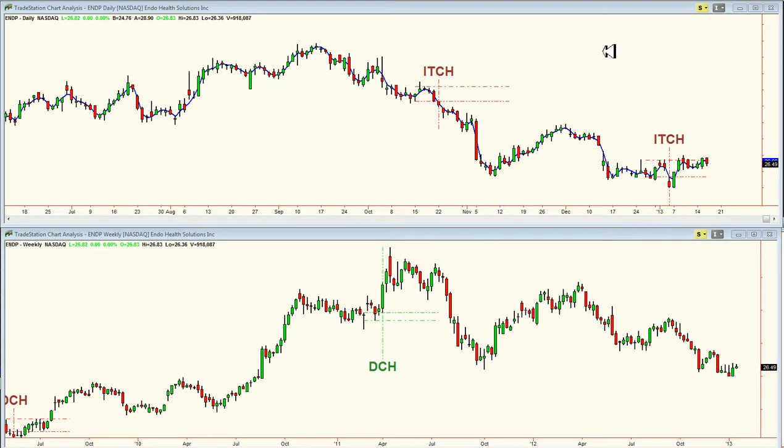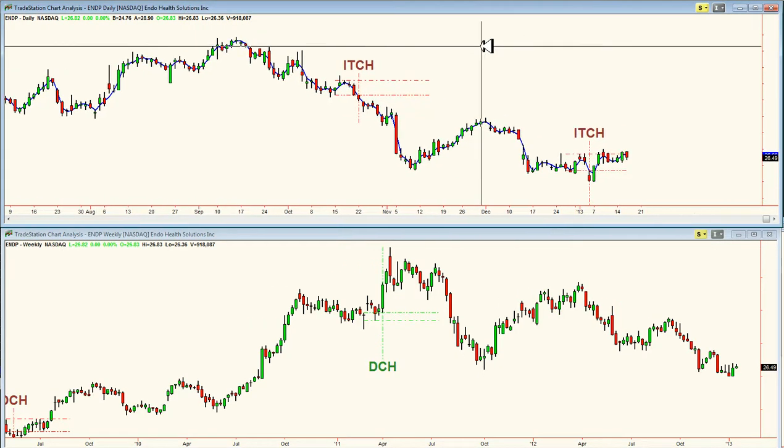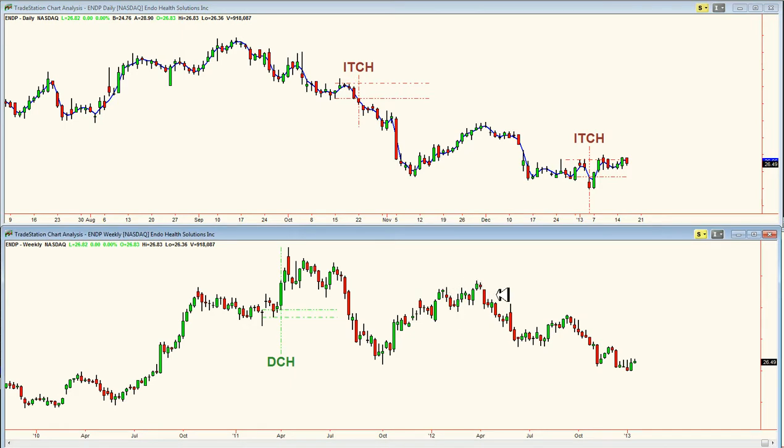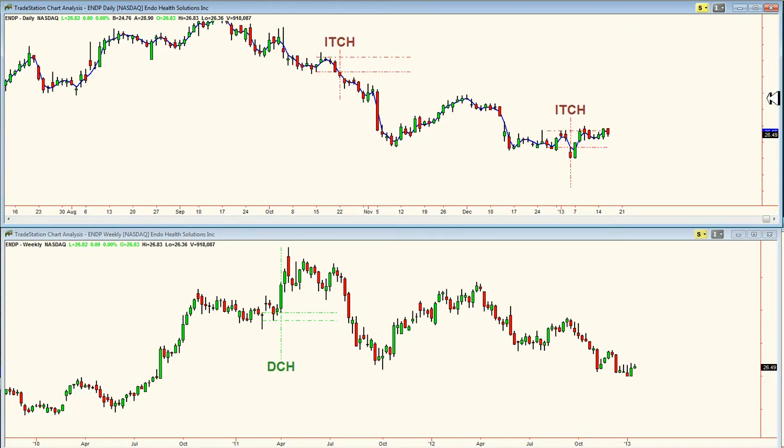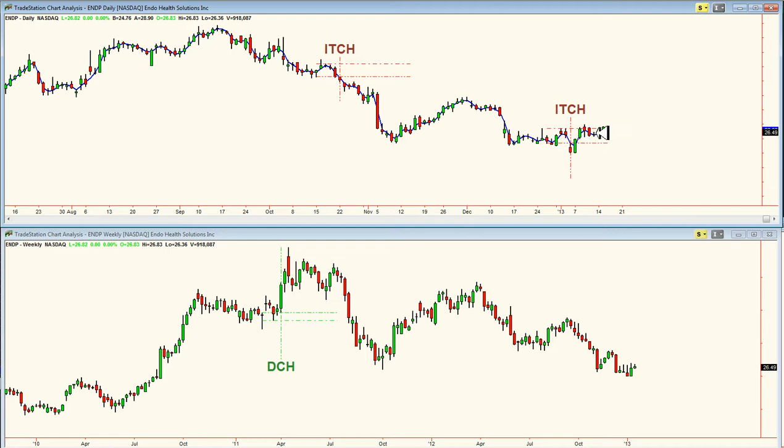How about ENDP? Nice bearish trend on the weekly chart. We had a nice one that worked back here in October, had a nice down pullback, an itch that fired for a nice multi-dollar move on ENDP. And then we recently had another itch that fired. However, it has reversed and broken the loss line that we have here, both the conservative one and nearing the aggressive one for a loss.